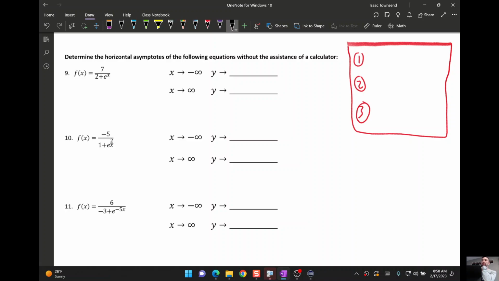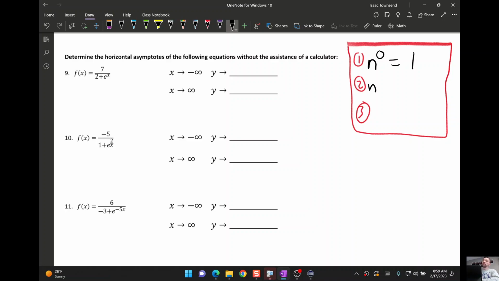So if you have a number, any number, and its exponent heads towards 0, what do you think all of this is going to go to? 1. Good. Anything to the 0 power is 1, so that one's not too hard to remember.